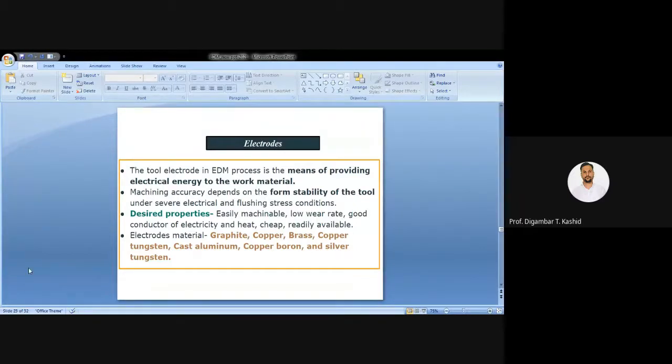The first property is that the electrode metal should be easily machinable. It should be a soft metal, as we know soft metal can be easily machined. It should have a low wear rate, be a good conductor of electricity and heat, be cheap, and be readily available. These are the desirable properties of the tool metals, meaning our electrode.